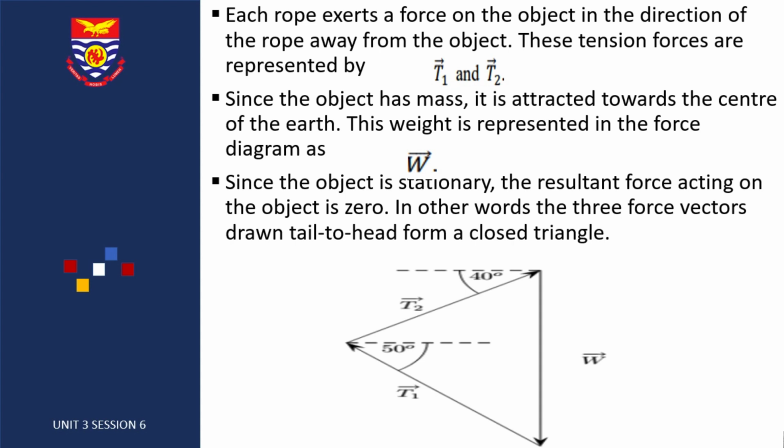And since the object is stationary, the resultant force acting on the object is zero. In other words, the three force vectors drawn tail to head will form a closed triangle. So when we say tail to head, you realize that this is the head of the weight, W, and it ends on the tail of T1, and T1's head will be the beginning point of T2. And we are now getting a closed triangle formed by the three forces acting on the body.